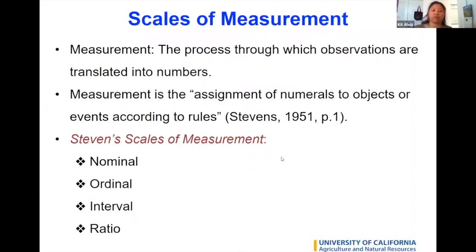So, scales of measurement. You can see my screen, right? Yeah. This is the process through which observations are translated into numbers. It's all about assigning numbers to objects or events according to some rules. We'll talk about 4 of these different scales: nominal, ordinal, interval, and ratio.